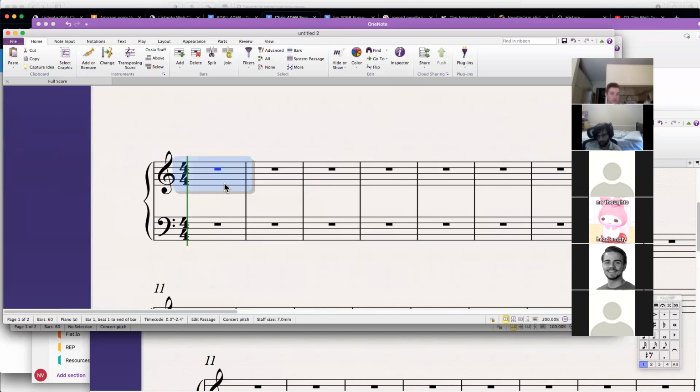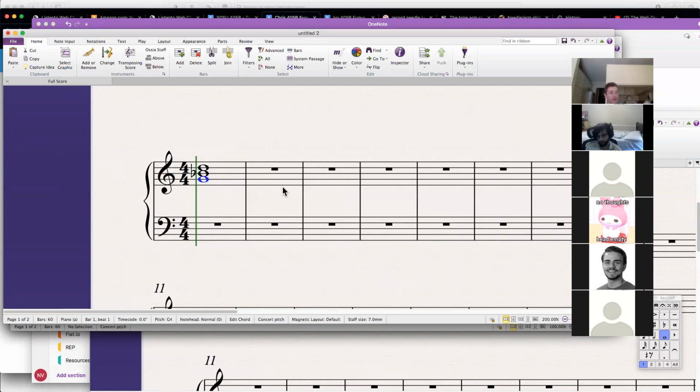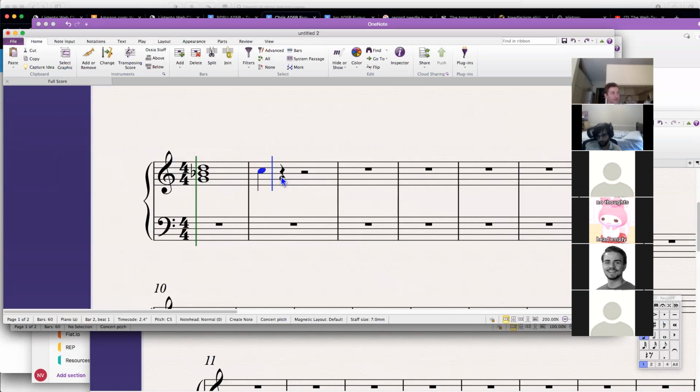So ultimately you have to get from a G minor to a C major, right? Sorry, a C minor.